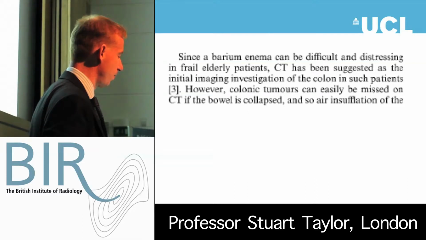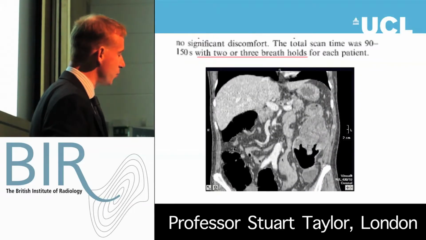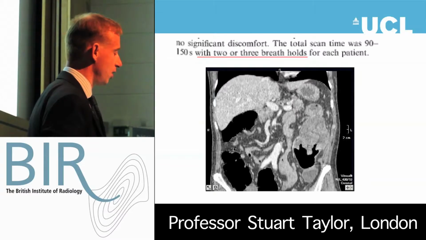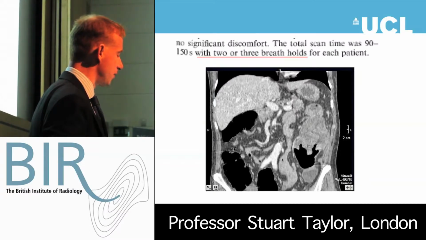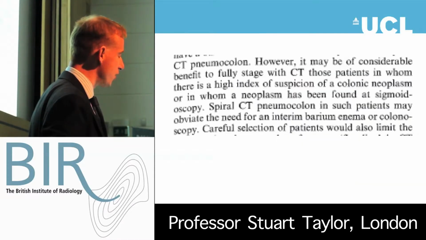And back in those days there were 4 slice scanners, hopefully none of those are around too much now, but we were taking 2 or 3 breath holds to scan the patient, so it's quite a prolonged procedure. And again, they sort of projected how CTC may be used, so a very good test in those with a high clinical suspicion of colonic neoplasia, or someone where you found a cancer and you want to stage the patient, and you can spare the patient having barium enema or indeed colonoscopy. So again, this is a very good example: back in 1995, this group was predicting how we'd use CT colonography.